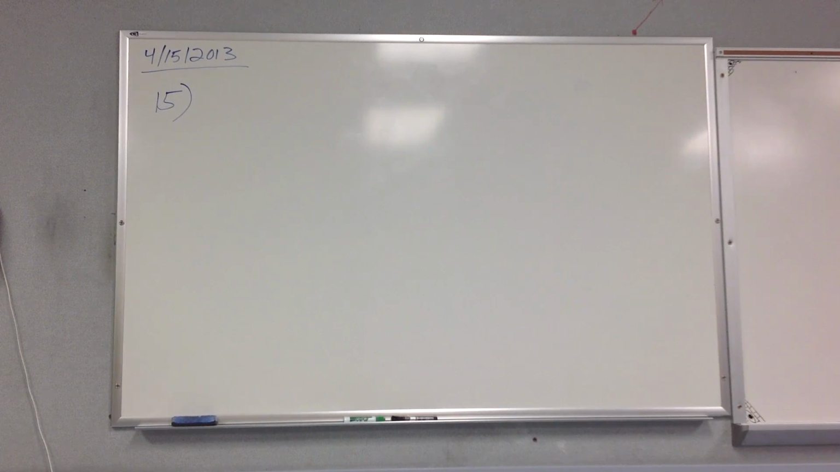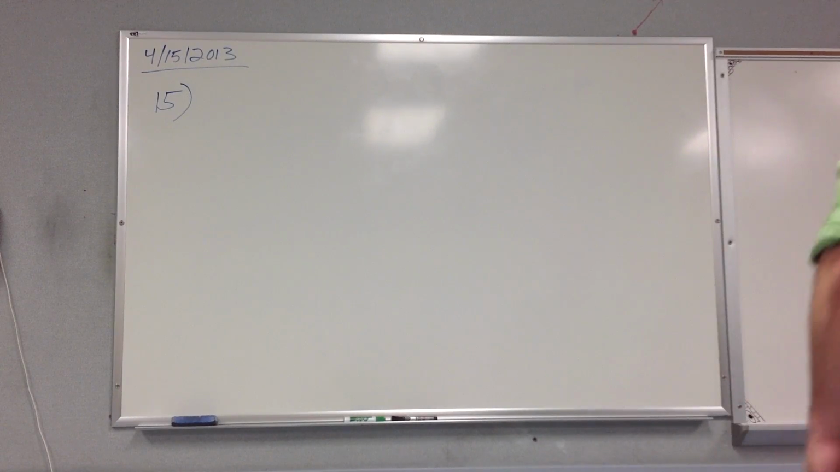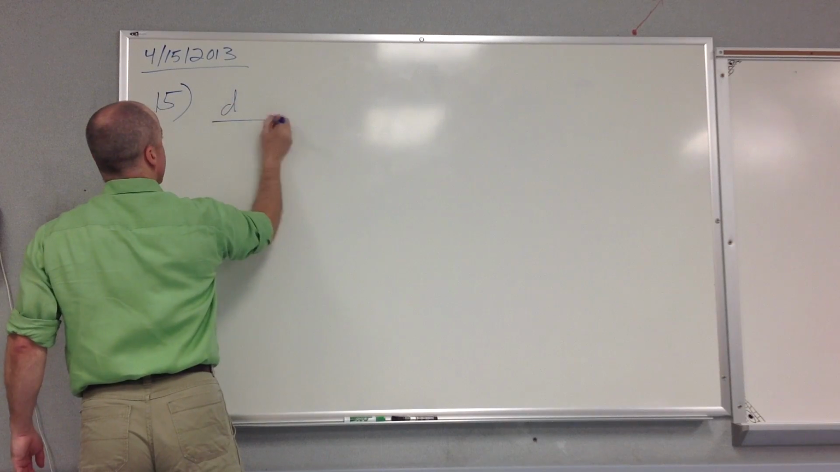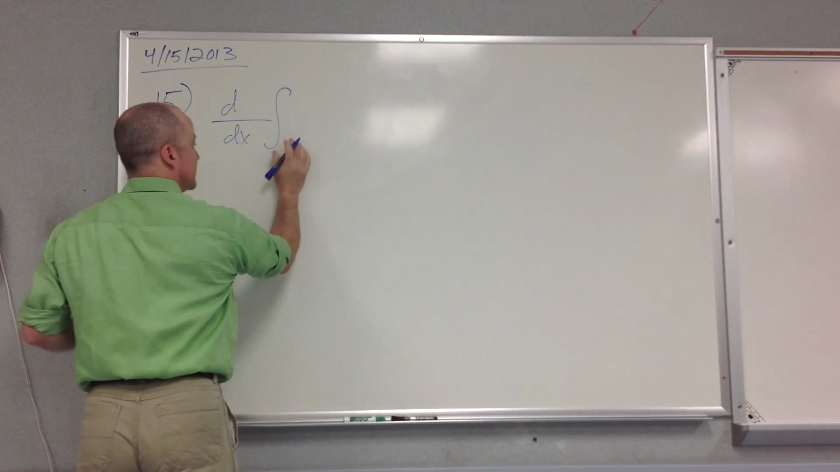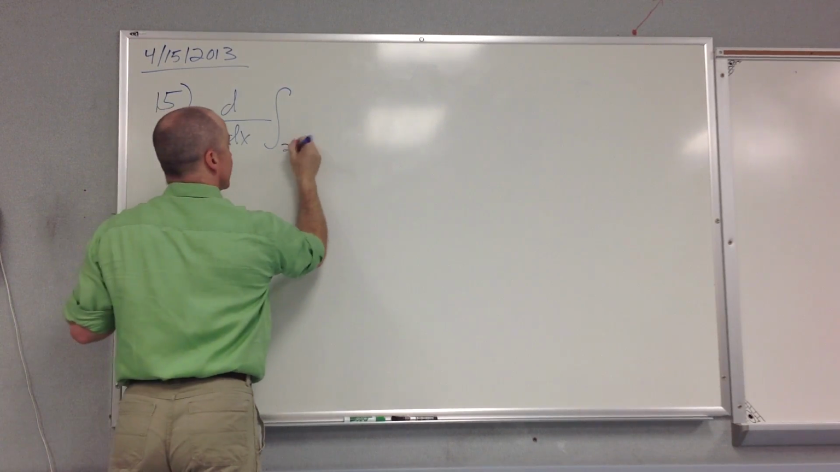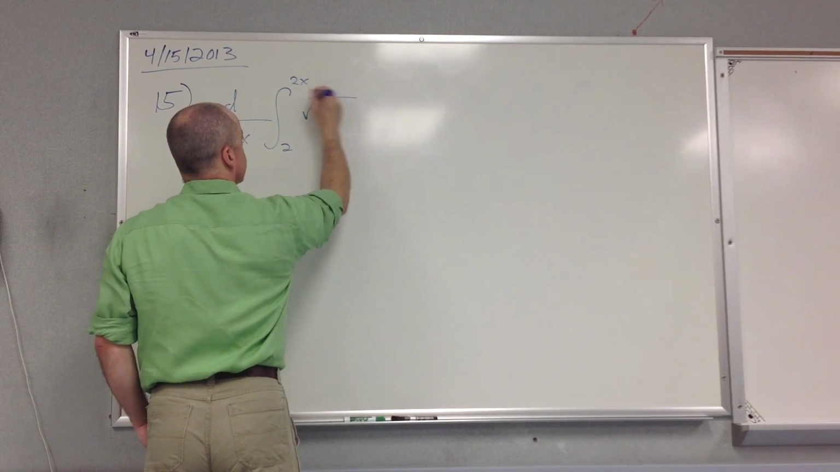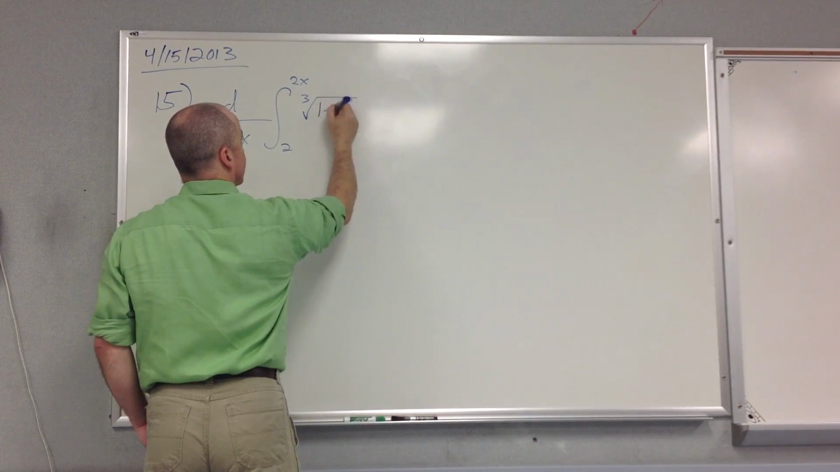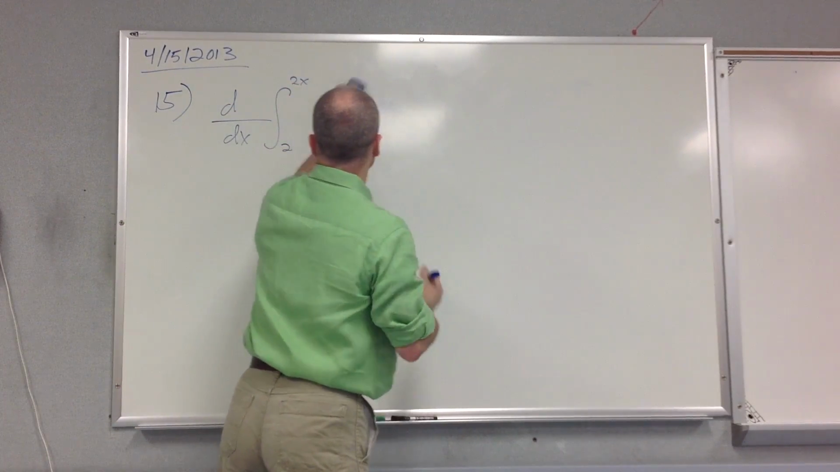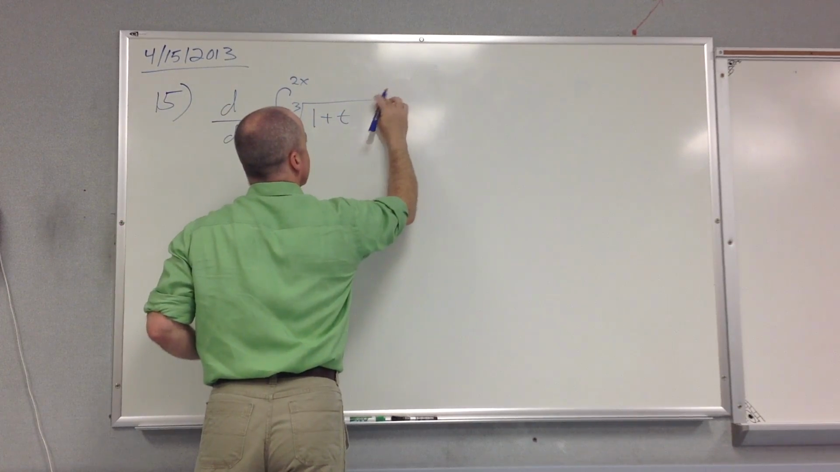Take a look at yours. Okay, so 15 says, the derivative of the integral. And it's the integral from what to what? The integral from 2 to 2x. It's the cube root of 1 plus t dt.